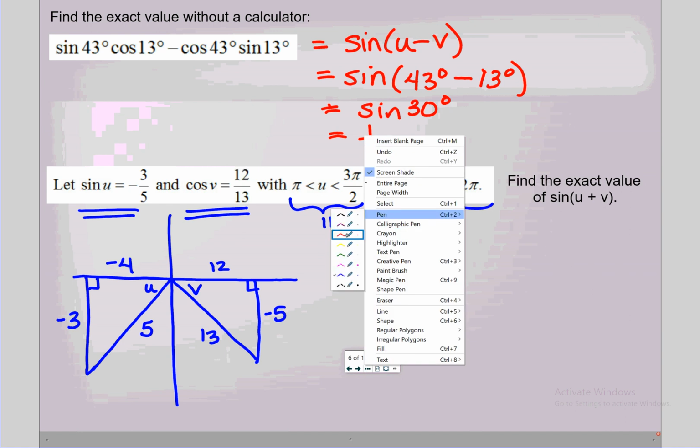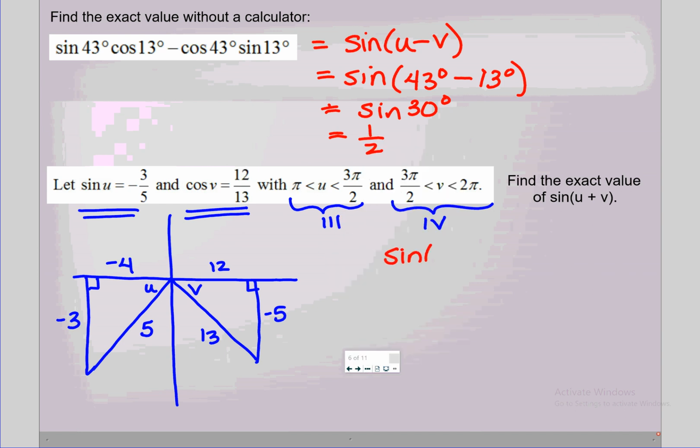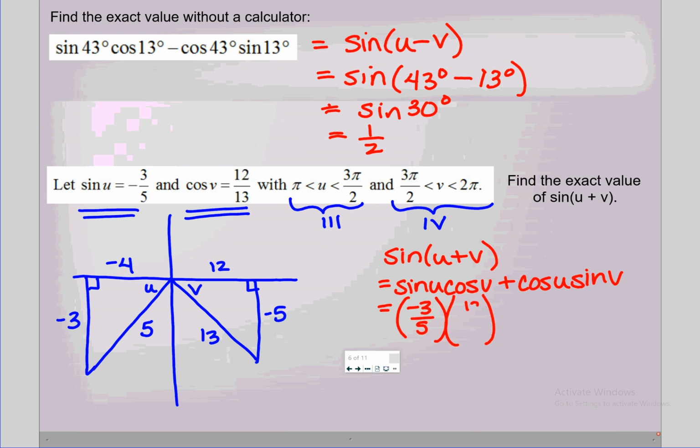Once you have the triangle, you can do your identity. So the identity that we are evaluating is sine(u plus v), which is sine u cosine v plus cosine u sine v. Now you're going to find all 4 of those pieces in your picture. Sine of u, and actually we don't need that one from our picture because we were given it, is negative 3/5. And cosine of v was another given, 12/13.